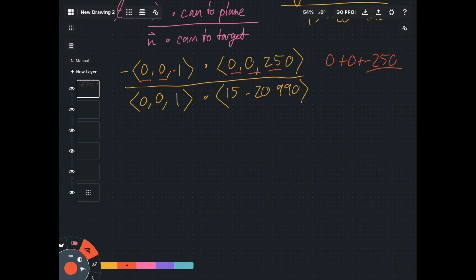Now the bottom half, we're going to go 0 times 15, which is 0. Once again, these normal vectors are nice. 0 times negative 20, which is once again 0. And then we have 1 times 990. So 990 will be right here. And we have t. We have now solved for t. So t equals minus 250 over 990.